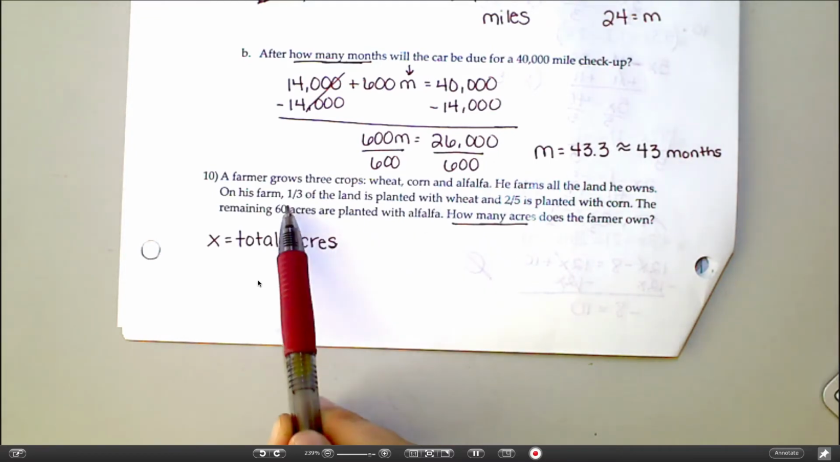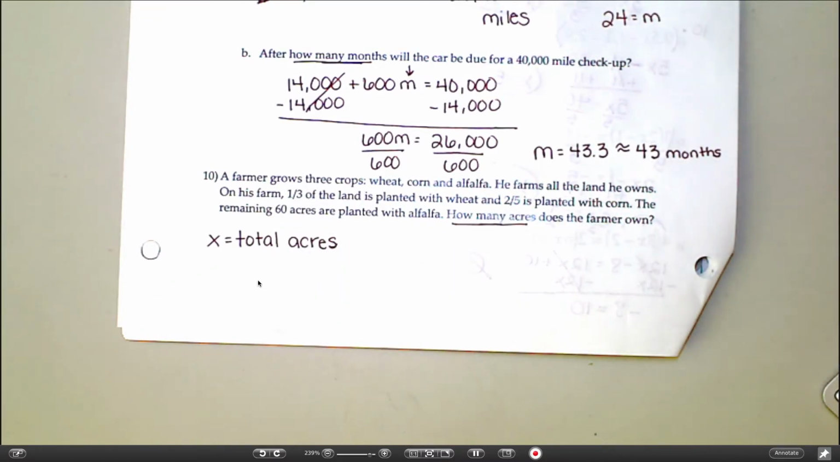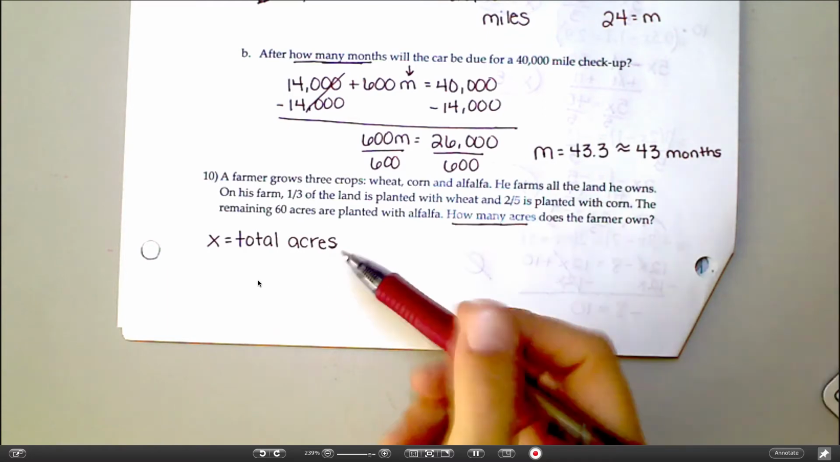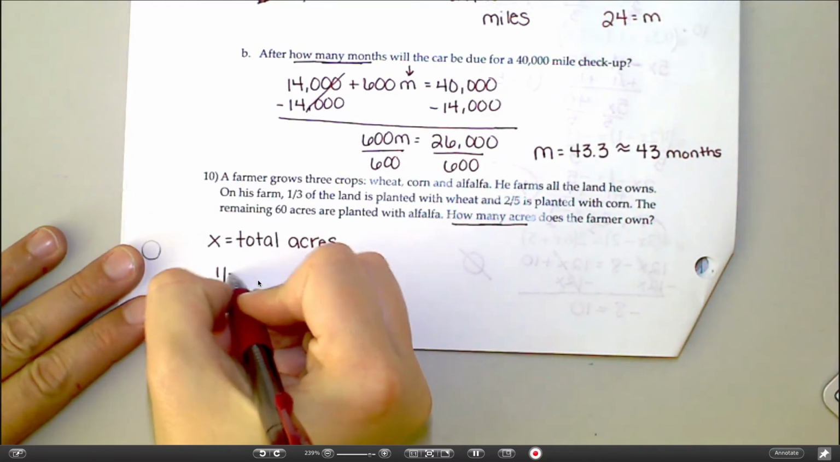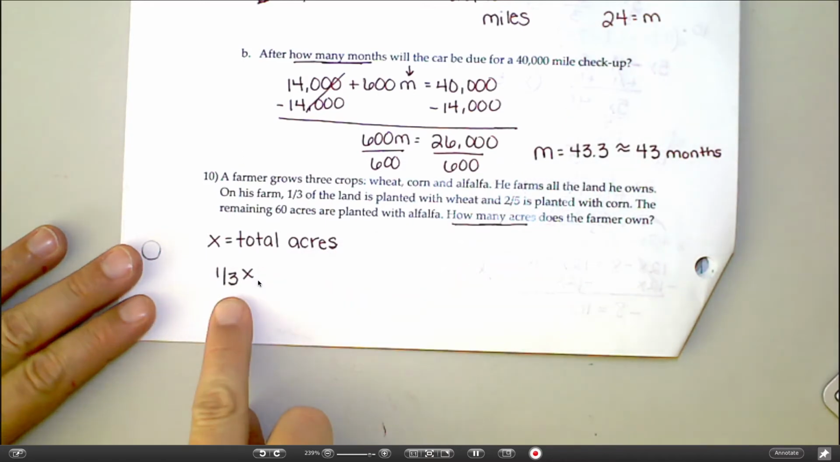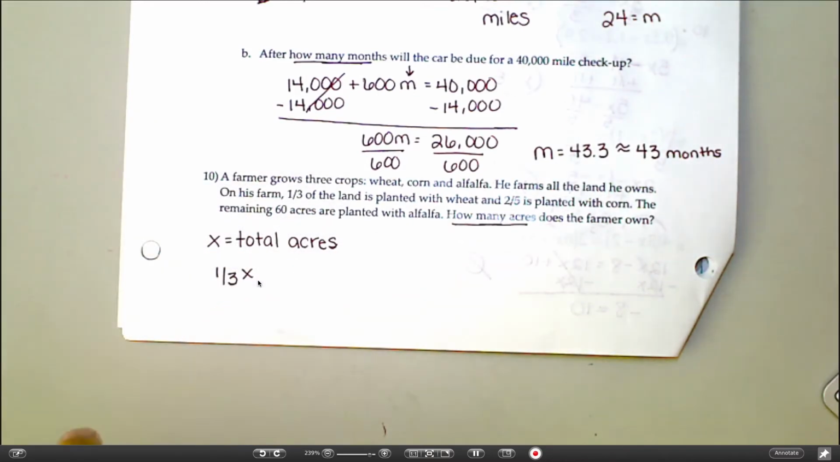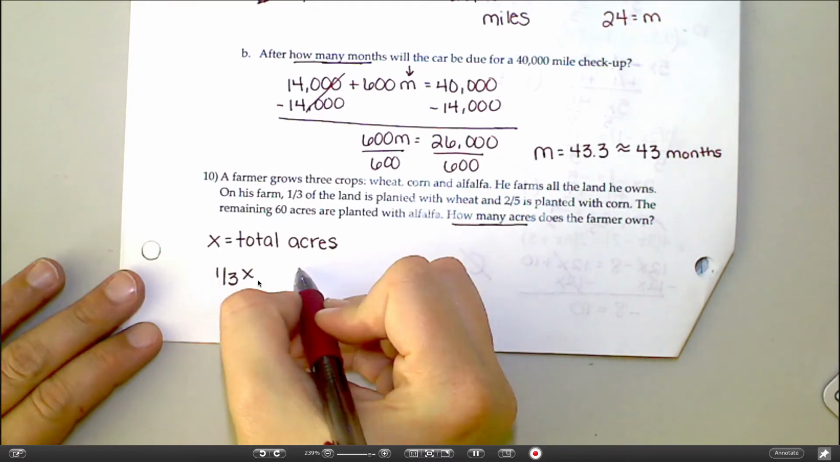So I want to say 1/3 of the land is wheat. So how do I show 1/3 of the land mathematically? One-third of the total land. 1/3 x, yeah. Okay, so that's my part of the land that's planted with wheat. Now I have 2/5 planted with corn. How am I going to represent that? 2/5 x, yeah.